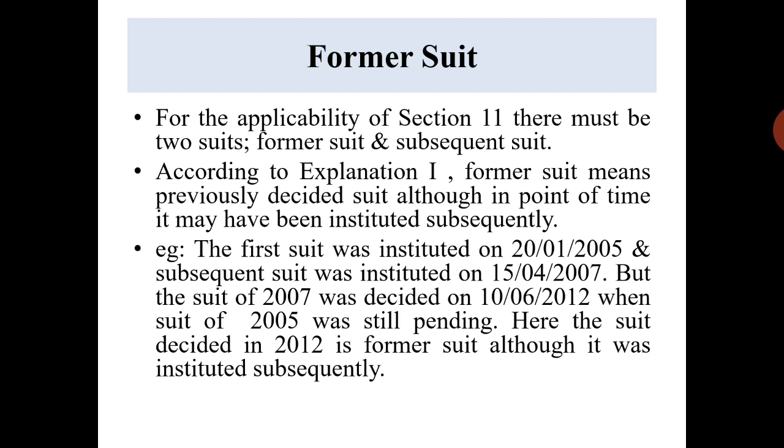Now let us come to the first condition, that there should be 2 suits, former and subsequent suit. So it is important to know what is meant by former suit. For the applicability of section 11, there must be 2 suits, former and subsequent suit. According to the first explanation, former suit means a previously decided suit, although in point of time it may have been instituted subsequently. For example, the first suit was instituted on 20th January 2005 and the subsequent suit was instituted on 15th April of 2007. But the suit of 2007 was decided on 10th of June 2012 when the suit of 2005 was still pending. Here the suit decided in 2012 is the former suit, although it was instituted subsequently. So the expression former suit should be understood as the suit which was previously decided, although in point of time it may have been instituted subsequently.